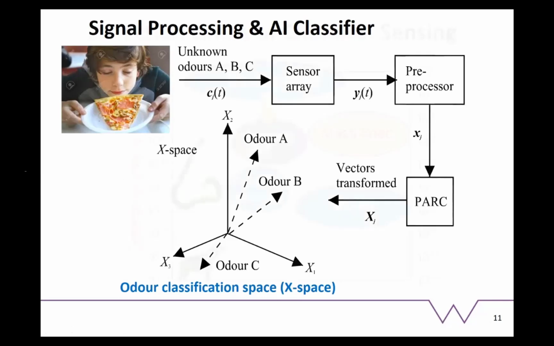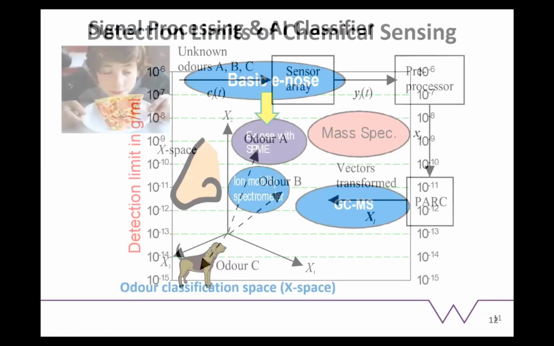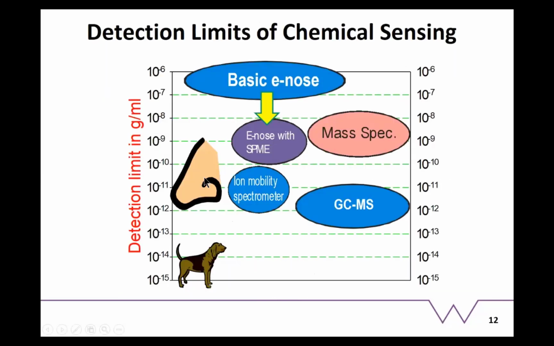So what about the limits of these instruments compared to the human nose? Well, the human nose sits between parts per million and parts per billion, and if you're lucky, down at parts per trillion. The basic electronic nose that we've been working on starts here, and by improving them, we can get down from parts per million to parts per billion.